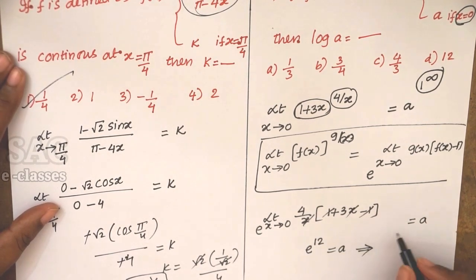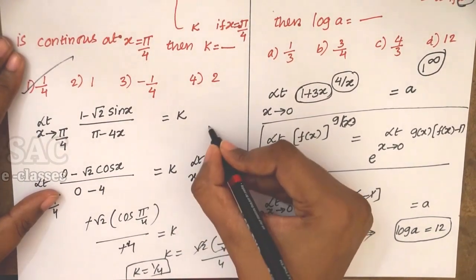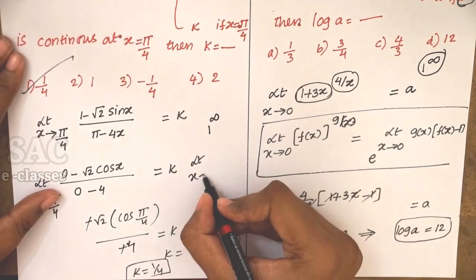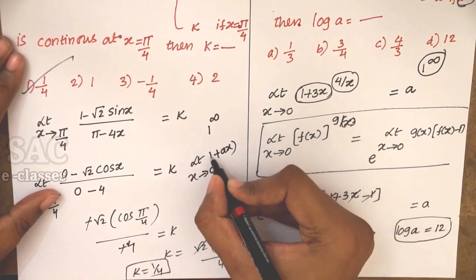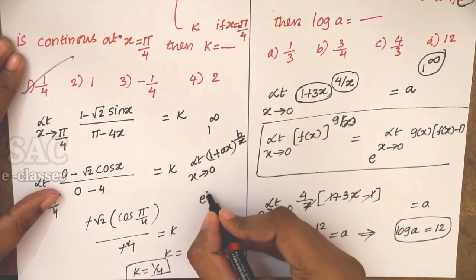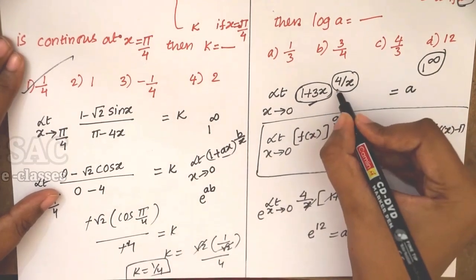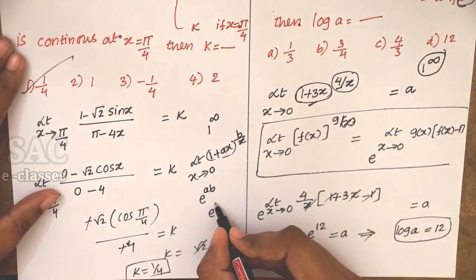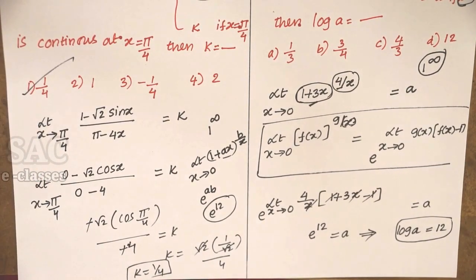What can we do now? You can change it into the log form: log a equal to 12. This problem can be done like this also. Whenever it is in the form of 1 power infinity, the limit as x tends to 0 of (1 plus ax) whole power b by x is simply e power ab. Here a is 3, b is 4, e power 3 into 4 is 12. e power 12 is the answer. Very simple. Let's move to the next problem.